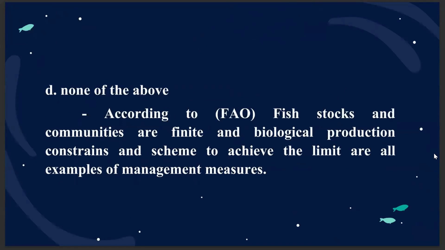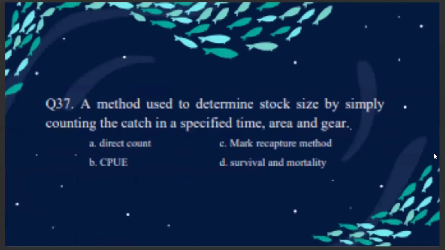According to POW, fish stock and communities are finite and biological production constraints are scheme to have the limit are the example of management measures.